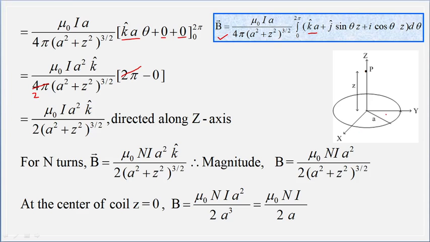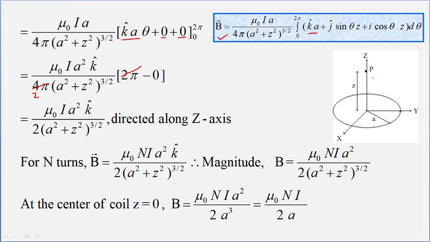Then I mentioned that there are many loops. For a coil, there are many loops. The current will flow there in the same sense. That means if in one loop it is in anti-clockwise direction, in the other loop it will also be anti-clockwise. If in one loop it is clockwise, in all other loops it will also be clockwise. So that's why the direction of the magnetic field produced by each and every element will be the same.